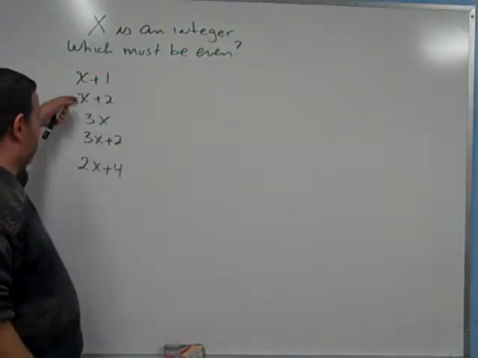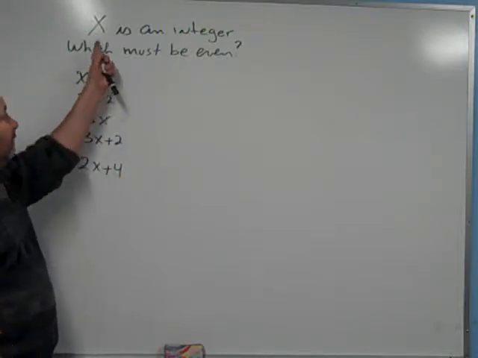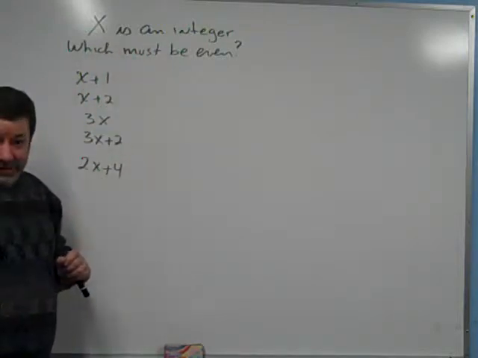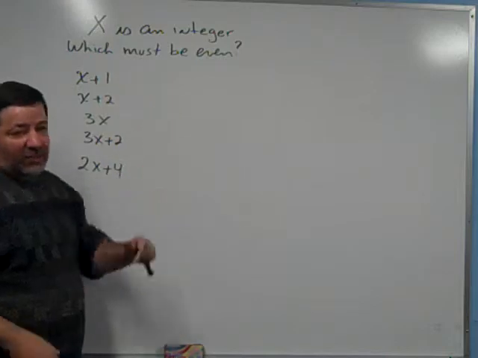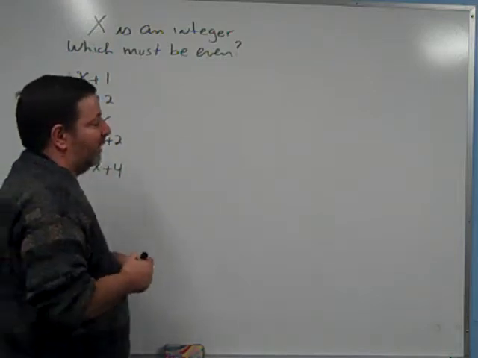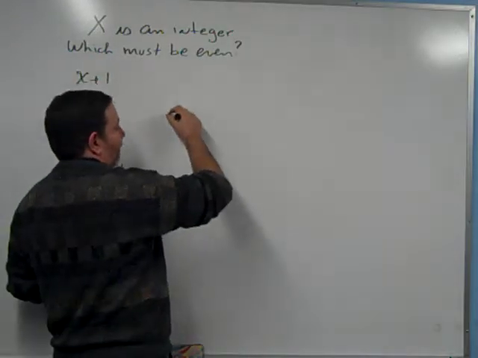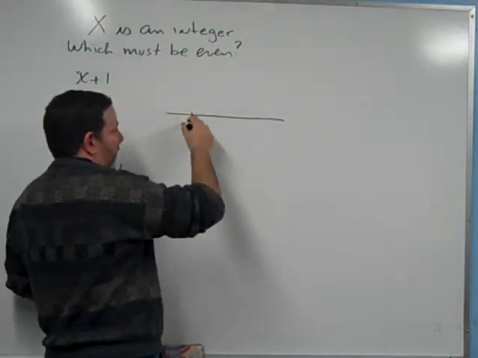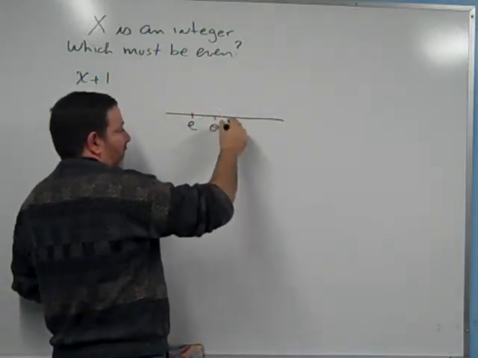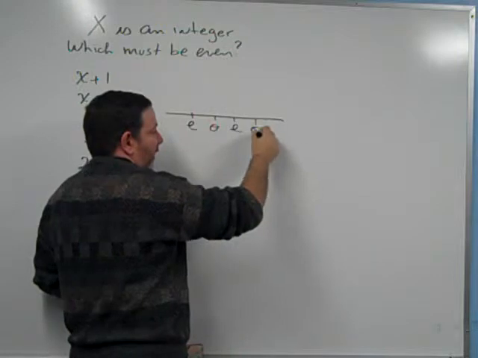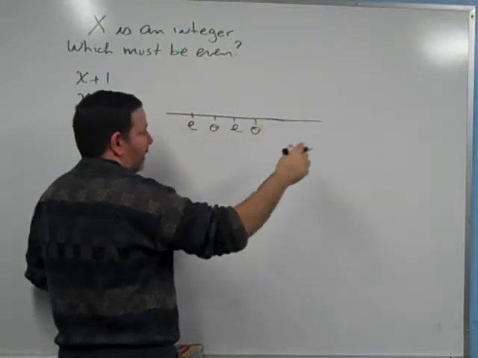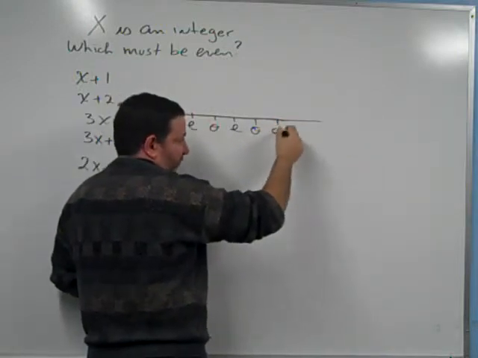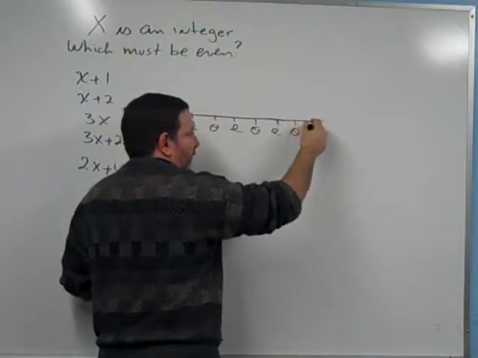You're told that these x's are all integers, and one of them must be even. Now, I just want to point out a couple of things. Numbers, or integers, go odd, even, odd, even. If you want to start with even, they go even, odd.